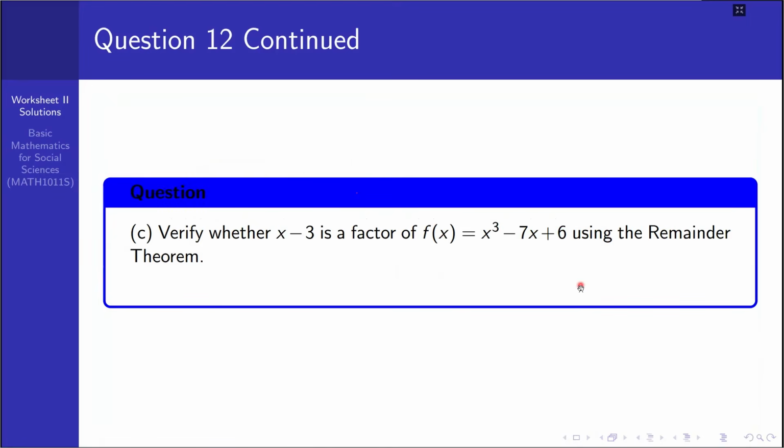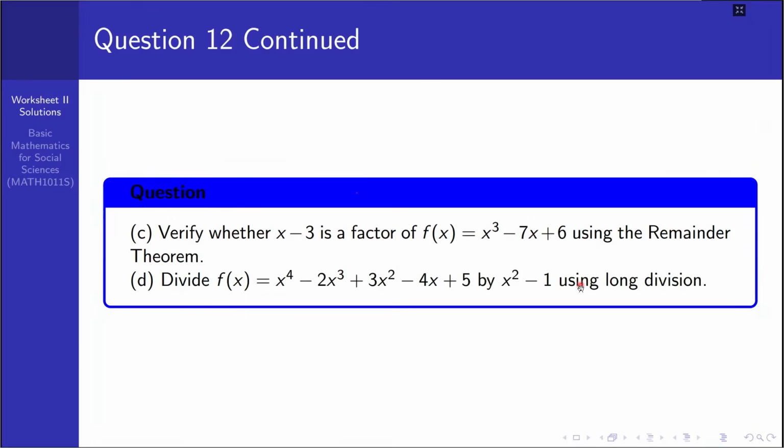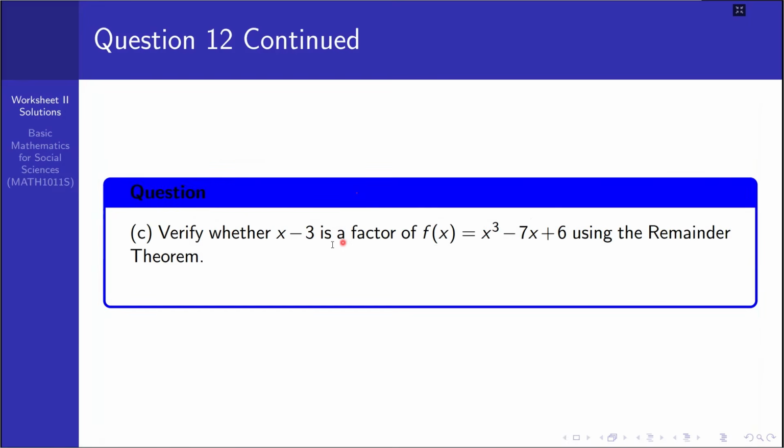Next, that is C. We are asked just to verify whether x minus 3 is a factor of f of x is equal to x cubed minus 7x plus 6 or not using the remainder theorem.